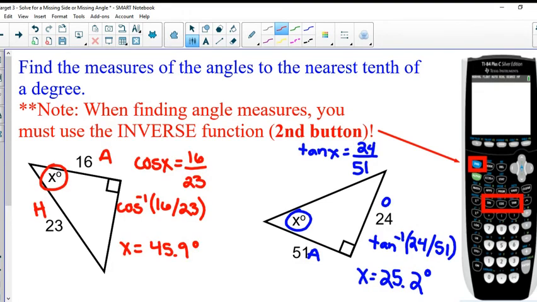As you can see, in our first problem over here, we had adjacent over hypotenuse, which was cosine. Cosine x equals 16 over 23. You hit second cosine in your calculator, and you get 45.9 degrees. Finally, this is an opposite over adjacent, which is tangent x equals 24 over 51. Again, second tangent in your calculator gets that tan to the -1, which is our inverse function. Type in your ratio, and you get 25.2 degrees. Now you can solve for a missing angle.